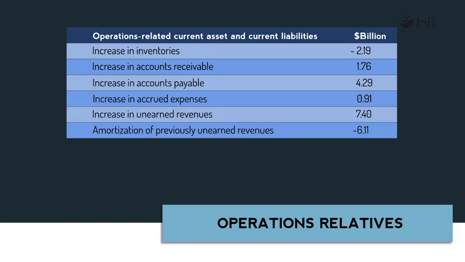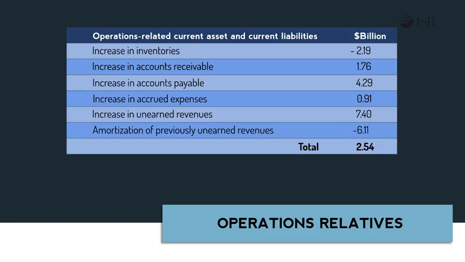To summarize, Amazon had the following operations related current assets and current liabilities. A deduction of $2.19 billion for increase in inventories, a deduction of $1.76 billion for increase in accounts receivable, an addition of $4.29 billion for increase in accounts payable, an addition of $0.91 billion for increase in accrued expenses, an addition of $7.40 billion for increase in unearned revenues, and finally a deduction of $6.11 billion for amortization of previously unearned revenues. This adds up to a total of $2.54 billion.